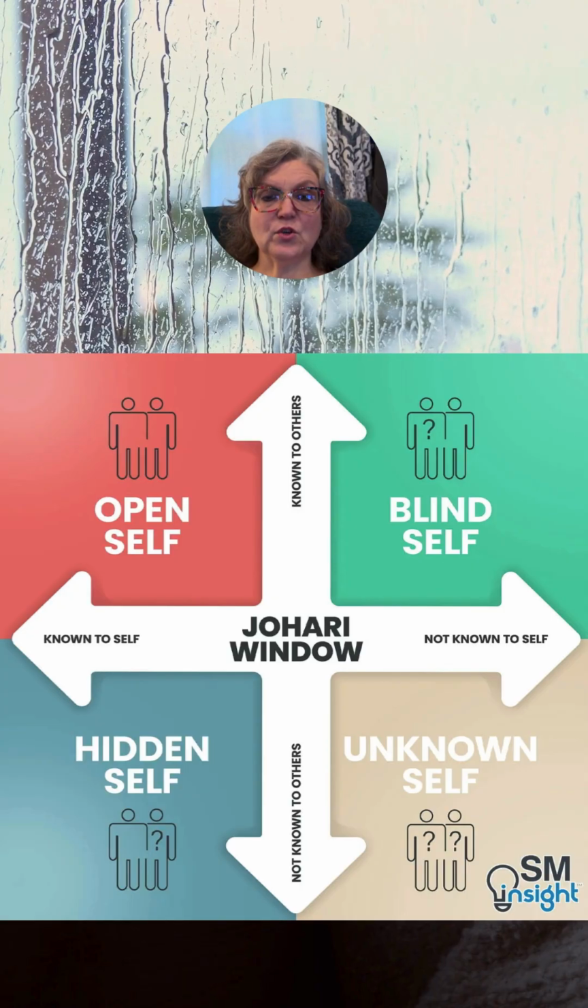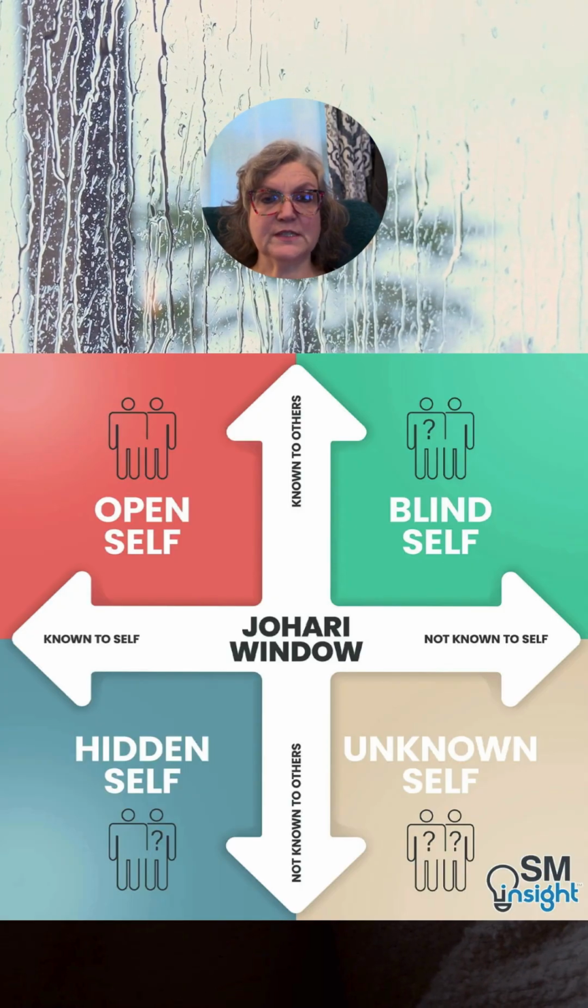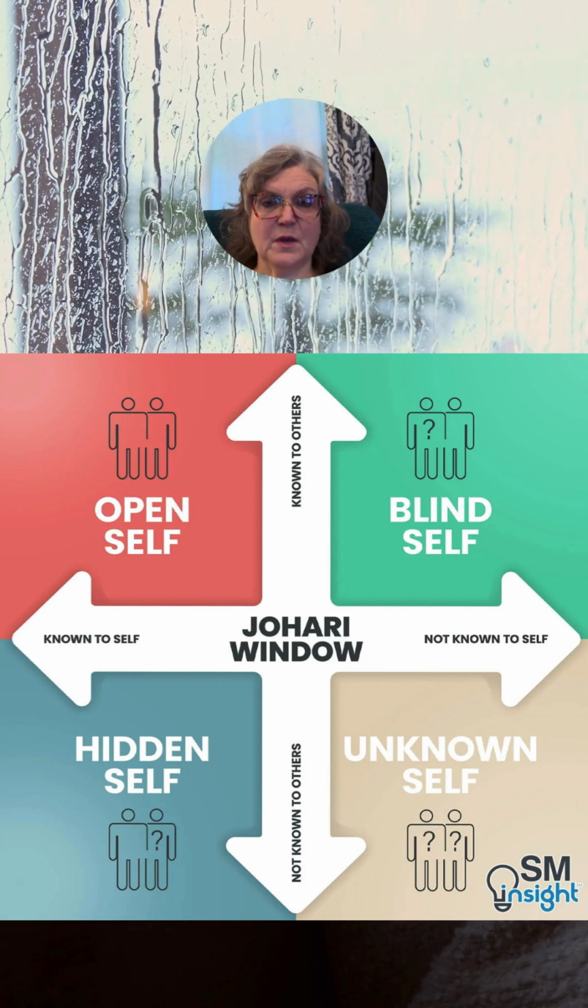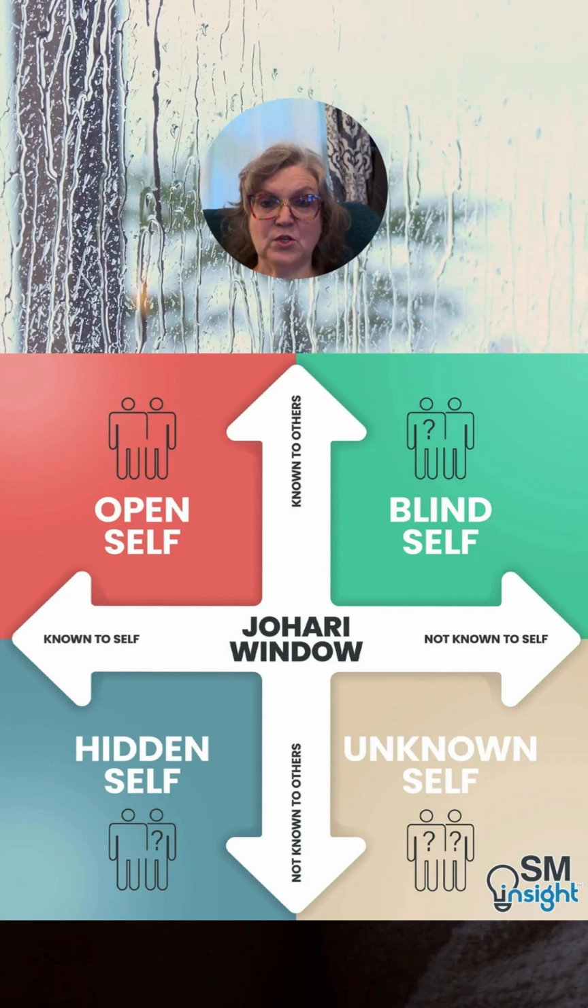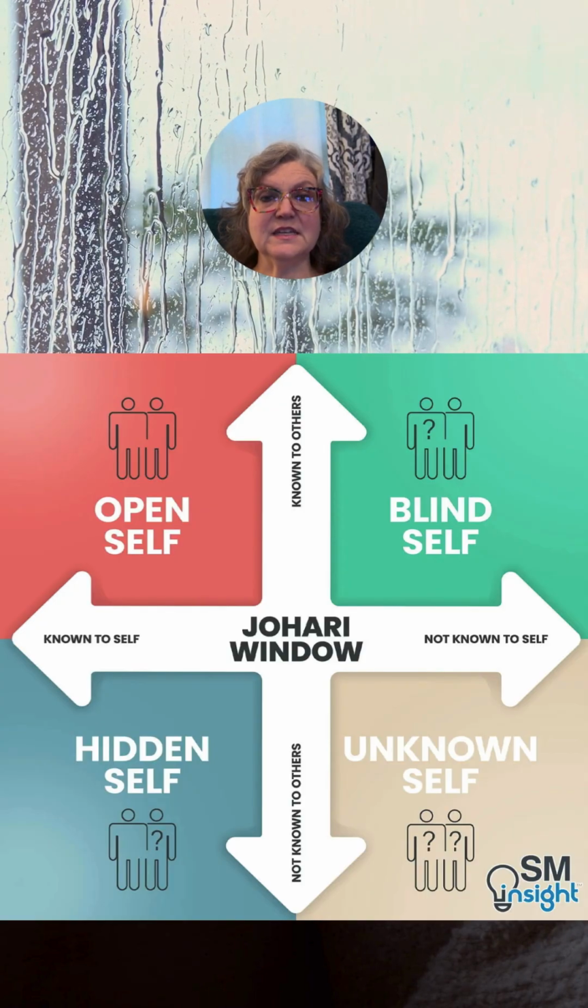If you drop down to the bottom left, there's your hidden self. That is whenever you know things about yourself, but you don't share that with other people. It could be parts of your identity, it could be experiences you have. There may be some reason you hide that from other people, but other people don't know about it, but you know about it.